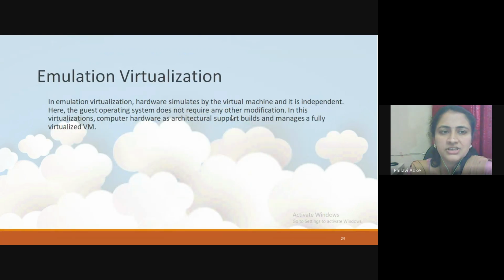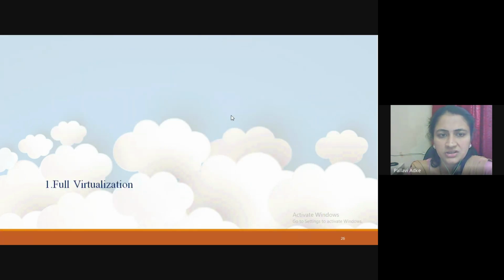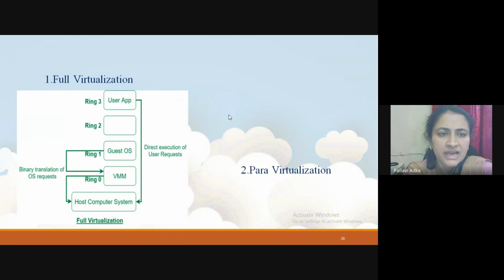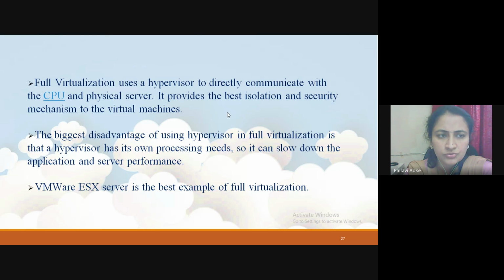Then full virtualization and para virtualization. You can go through this basic concept I have told you. Now you just have to mention those things and write it down in your own words. Full virtualization uses a hypervisor to directly communicate with the CPU and the physical server. It provides the best isolation and security mechanism to the virtual machines.